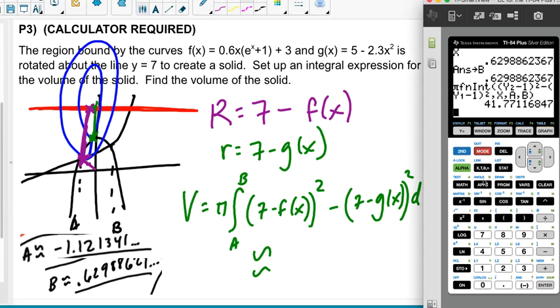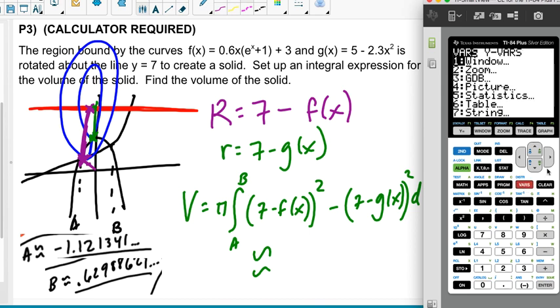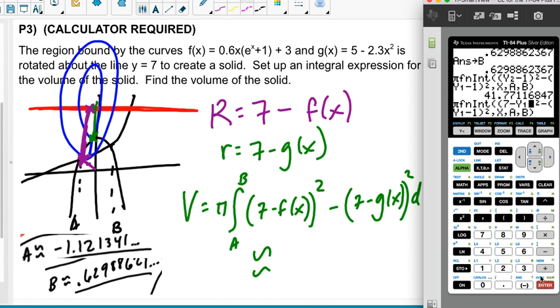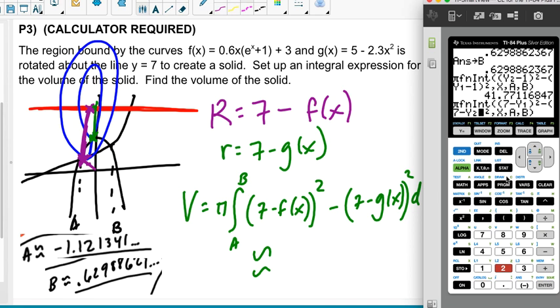So if I quit out of this, I can actually second enter and make my life pretty easy because it's the same A and B and everything else. So now I just need to make sure this is 7 minus f of x. So that's going to be a 7 minus, I used f of x as y1. So I'm going to go to Vars, over to Vars, Function, y1. I need to change this to a 7 minus g of x, which will be Vars, over to Vars, Function, y2. The x is the same, the A and the B are the same, everything's good.